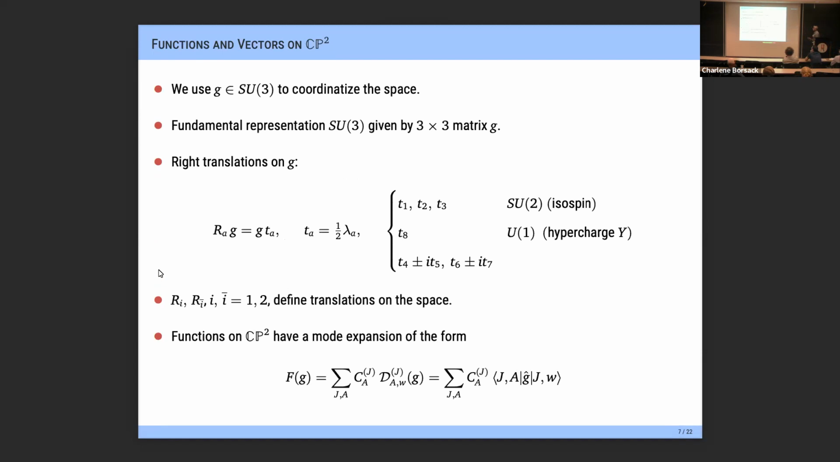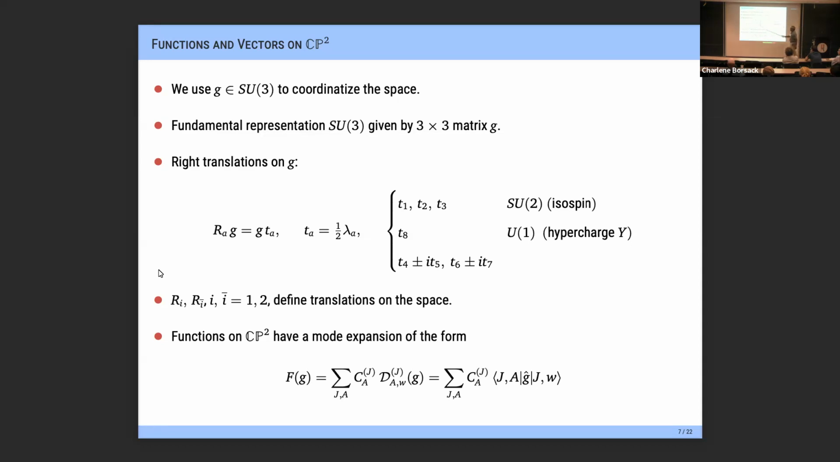Okay, so let me talk about CP2. We're going to use a group element, an SU3 element, to coordinatize the space. The fundamental representation of SU3 is given by a 3x3 unitary matrix G. I just have to establish some notation here. Right translations can be defined like so: operators acting on G, put a T matrix on the right. T is half of the standard Gell-Mann matrices that we use for SU3.